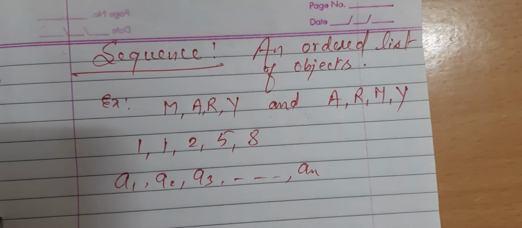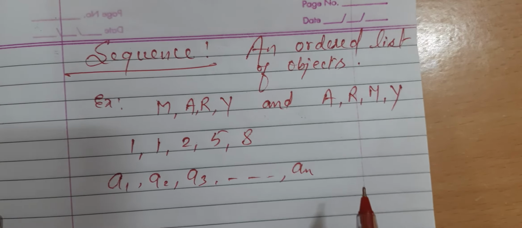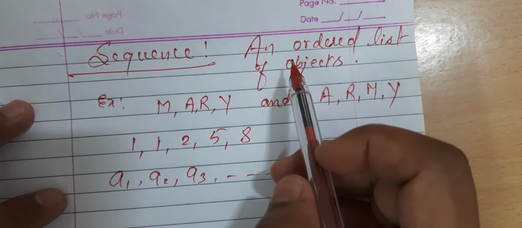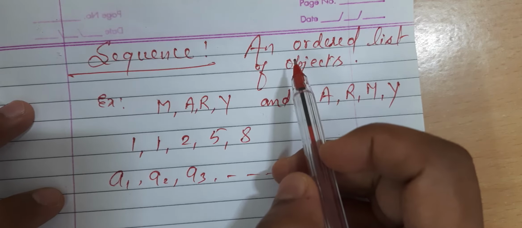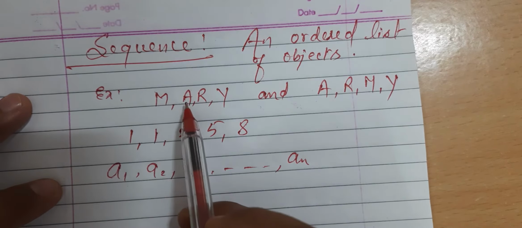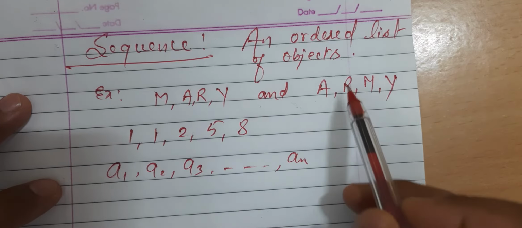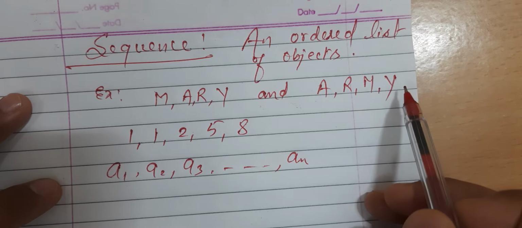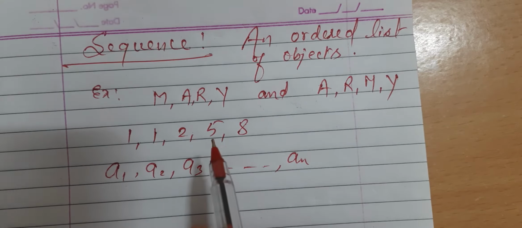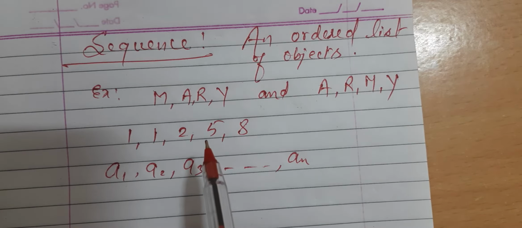Hello children, today we will discuss our next topic, sequence. A sequence is an ordered list of objects or elements. For example, here, MARY, 1, 1, 2, 5, 8, they all are sequences of objects.